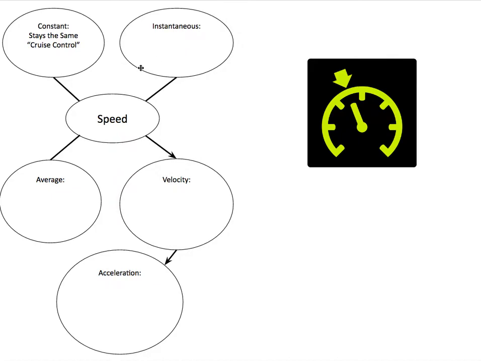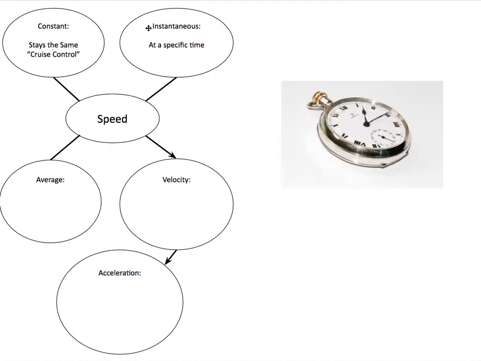Next is instantaneous speed. Instantaneous speed is when it's in an instant. So if we were taking your walk home, at any given point, you might be going a little faster or slower. So at a very specific time, we would be able to calculate your speed at that moment.